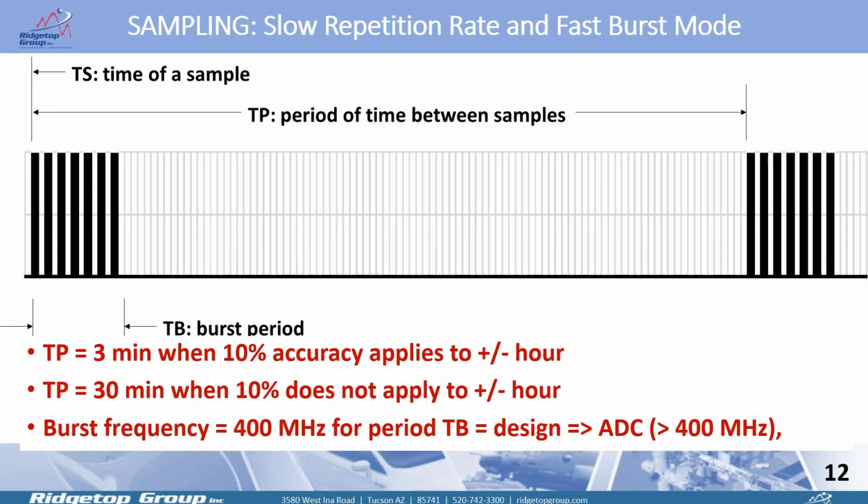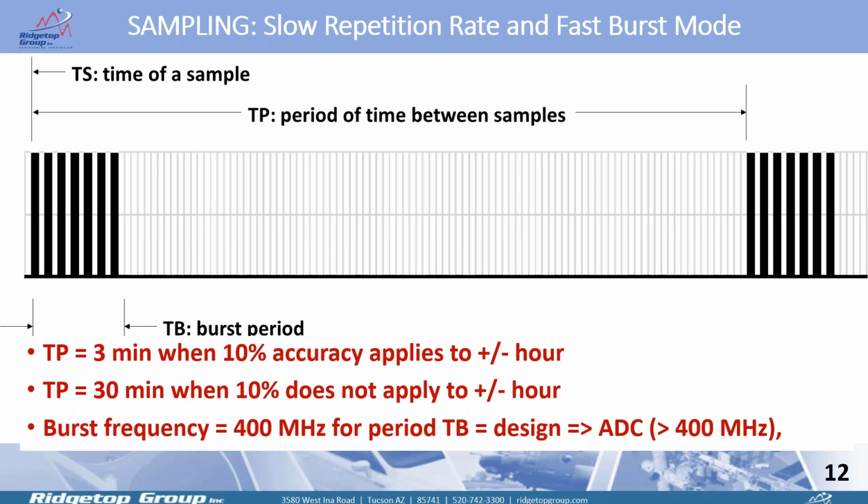Okay, so there's a way to do it. Basically, you have a slow sampling rate, and when you sample, you do it at a high frequency in burst mode. For example, TP, your period of time between samples, in our case was 3 minutes. You say, wow, now I have to sample every 3 minutes. Well, does that 10% really apply to the plus or minus 1 hour? If it doesn't, then you can say I can really sample once every 30 minutes. That's a little bit more reasonable.